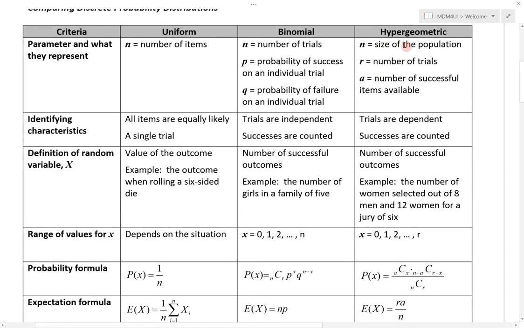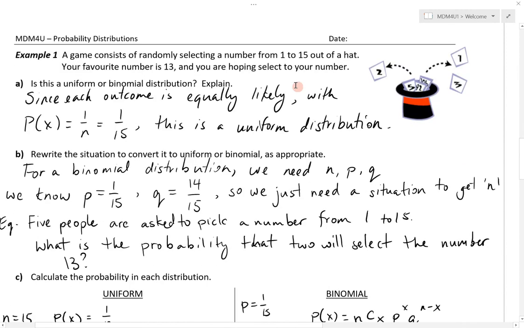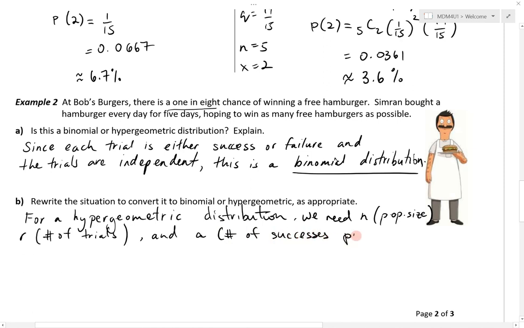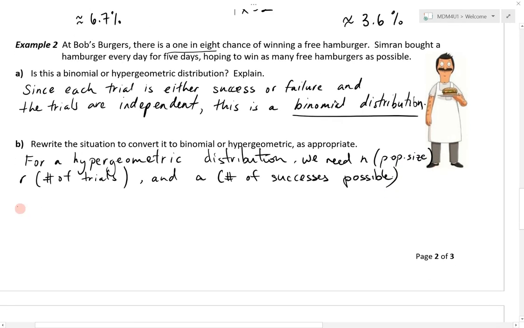Okay, so we need to have the size of the population. We need to know the number of trials, and we need to know the number of successful items that are available. Okay, so let's go back down and write this down. We need n, the population size. We need r, which is the number of trials, and we need an a, the number of successes possible. Okay, so let's rewrite this. Let's give an example.